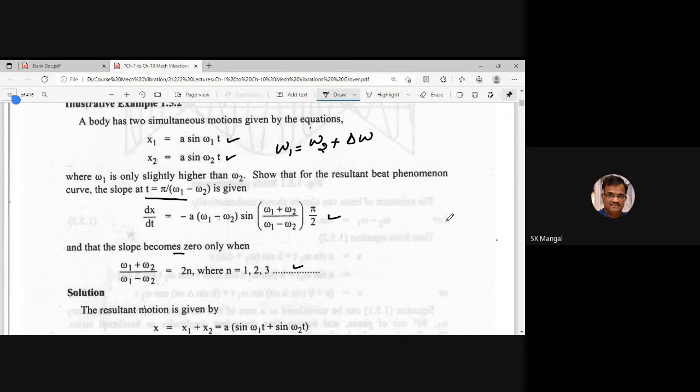So here you can find the resultant of these two SHM vectors, that is x1 plus x2. Then you can apply the well-known formula for sine A plus sine B, and you can write this term here: nothing but sine of (omega 1 plus omega 2) by 2 into cos of (omega 1 minus omega 2) t.